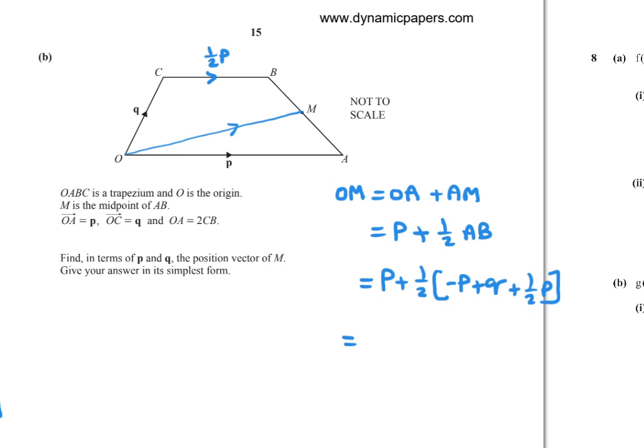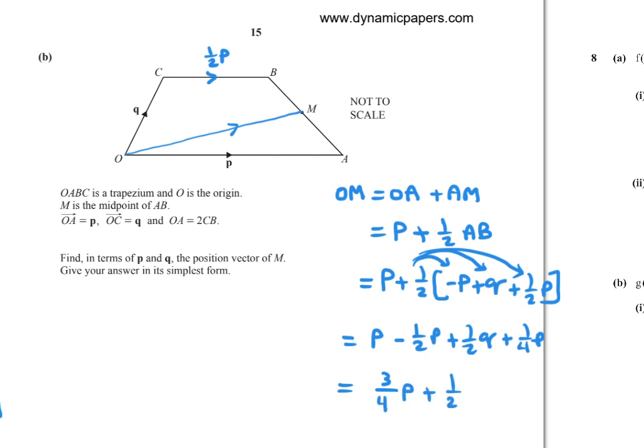Now you can simplify. Half times negative p, so negative half p. Half times q, so half q. Half times half is 1/4 p. Now combine the like terms. 1p minus half p, so half p. Half plus 1/4, so 3/4. So OM equals 3/4 p plus half q.